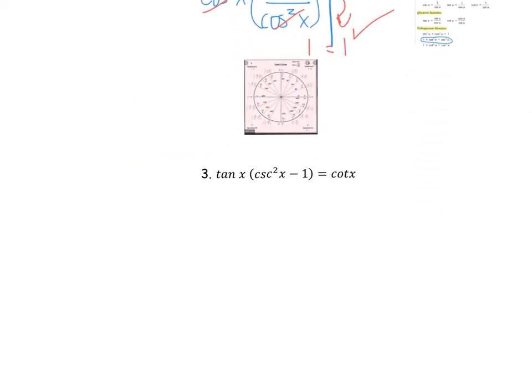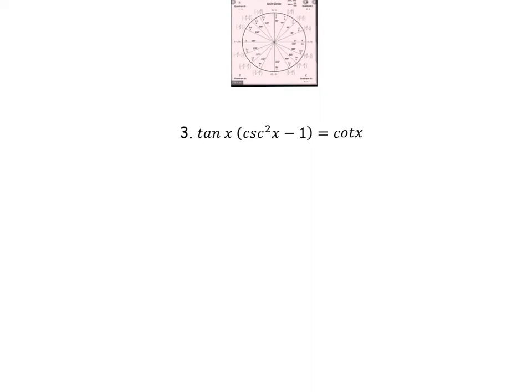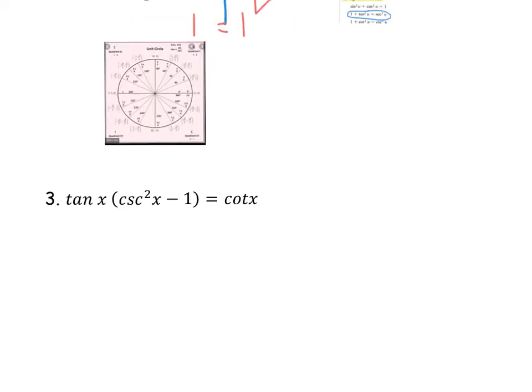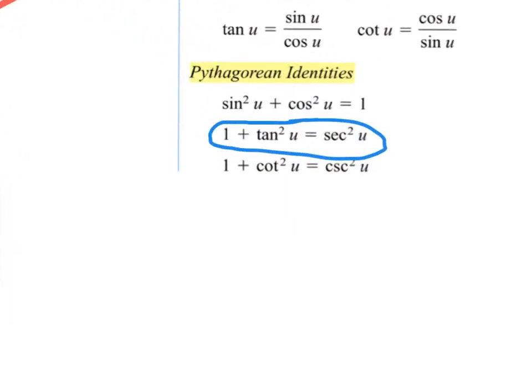All right, let's do this one. Well, I'll do the second one in a second. But what do you notice? I see a tangent x and a cosecant squared x minus 1. Do you see the Pythagorean identity? Yeah. Cosecant squared x minus 1. Okay, look at your identities. What involves cosecant squared?